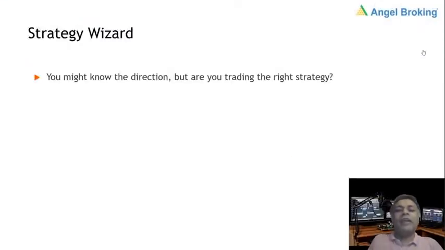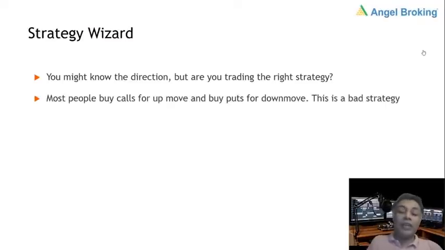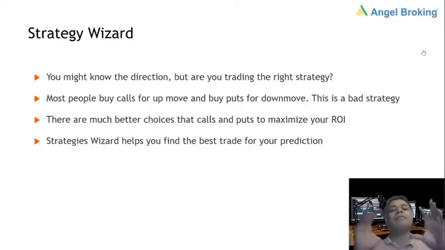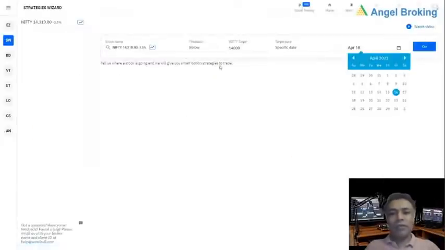This is a common question, right? You know the direction, but you're not sure if you're trading the right strategy. And most people end up buying calls for an up move or buying puts for a down move, and that is a bad strategy, because you can actually buy a put and market can go down and you can still lose money, right? And there are much better choices than calls or puts to maximize your return on investment, and Strategy Wizard helps you find the best trade for your prediction. This is the most optimized trade which you'll get from Strategy Wizard.